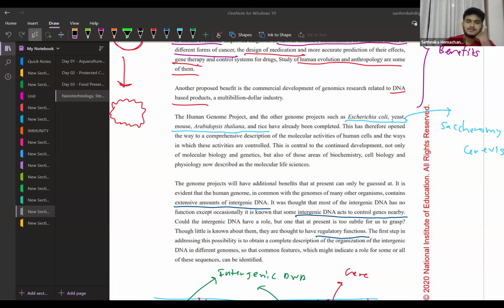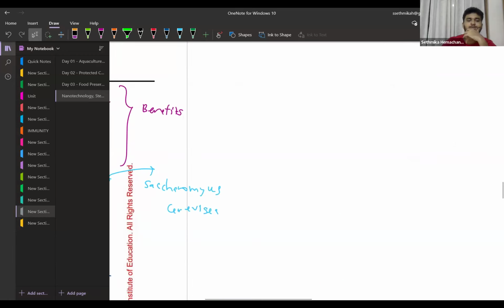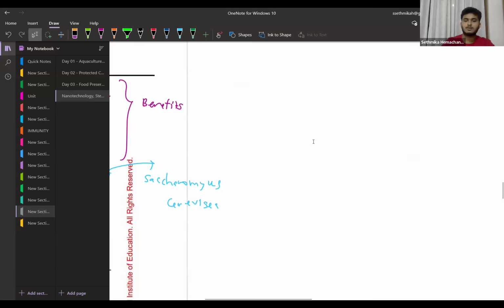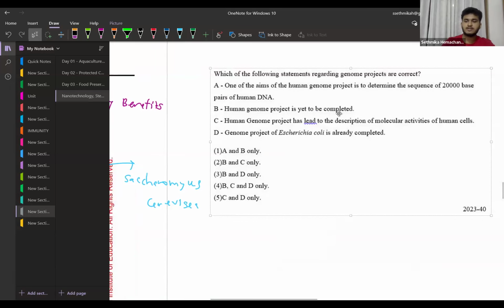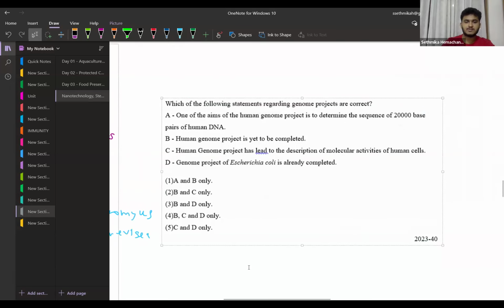Yes, sir, it was clear. Thank you. Thank you for the comment. Right, let's do some questions and see what type of questions can be asked. So this came in the 2023 A-level exam. Try this question.